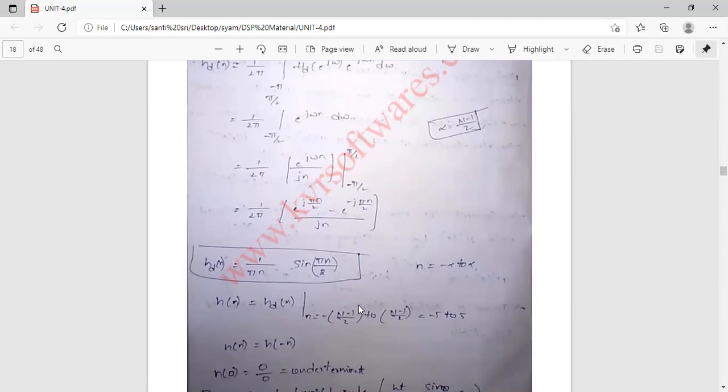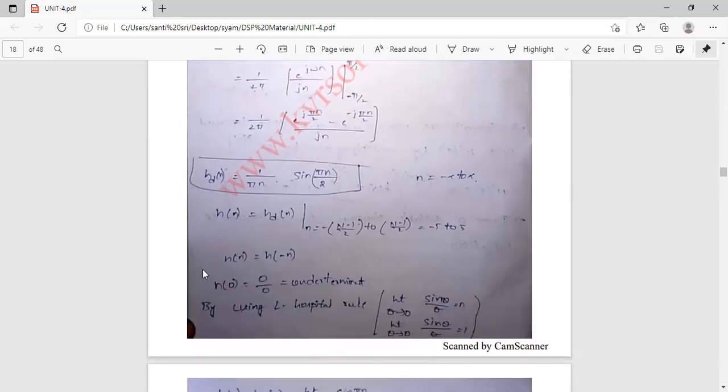Here n is 11. (11 minus 1) by 2 is minus 5, and plus here 11 minus 1, that is 10 by 2, that is plus 5, so minus 5 to 5. So it is symmetric. That's why h of n equal to h of minus n. So h of 0 equal to, what is h of 0? It is 0 by 0 form.